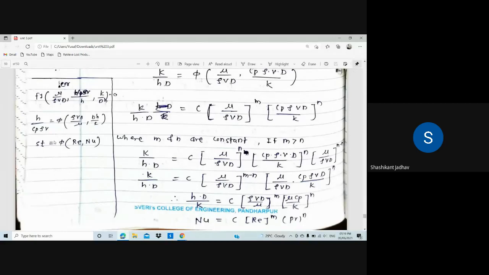We only have to do the simplification so that we get the Reynolds number and Prandtl number. So we have to change the denominator and numerator, and take the powers. In that way we do the simplification and find the equation in the form of dimensionless numbers. So this is the relation for forced convection: Nusselt number is equal to constant into Reynolds number raised to m and Prandtl number raised to n.